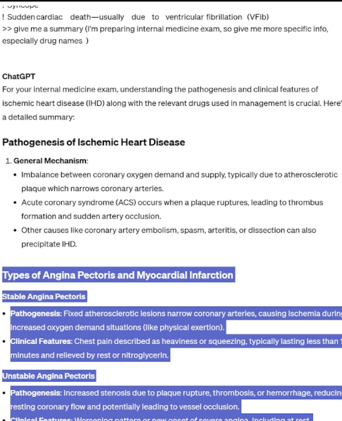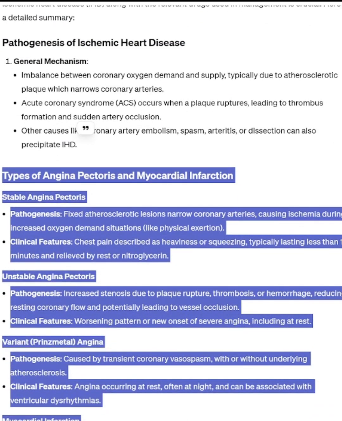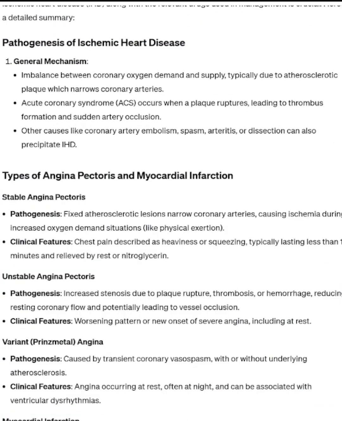Here's a detailed summary. Pathogenesis of ischemic heart disease. One general mechanism. Imbalance between coronary oxygen demand and supply, typically due to atherosclerotic plaque which narrows coronary arteries. Acute coronary syndrome, ACS, occurs when a plaque ruptures, leading to thrombus formation and sudden artery occlusion.